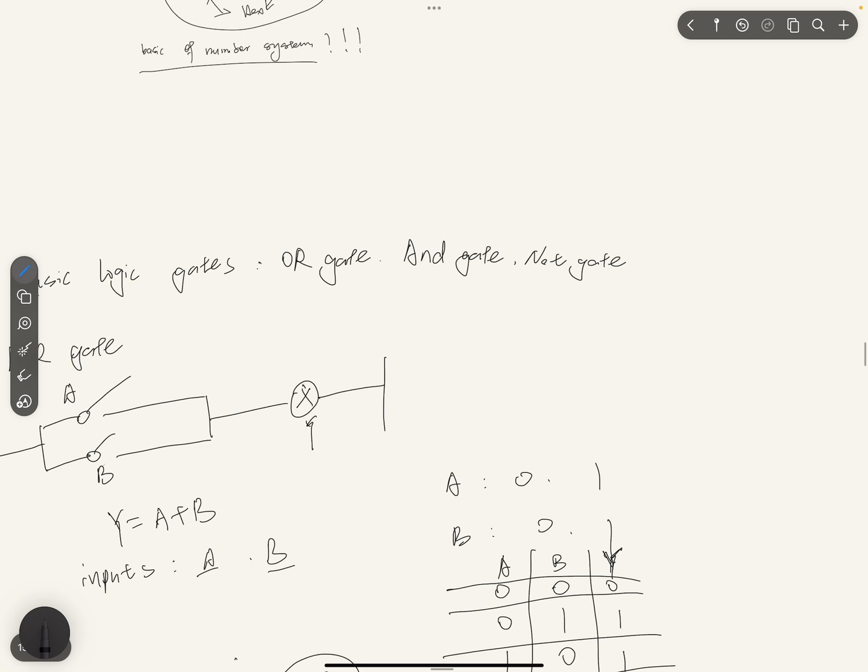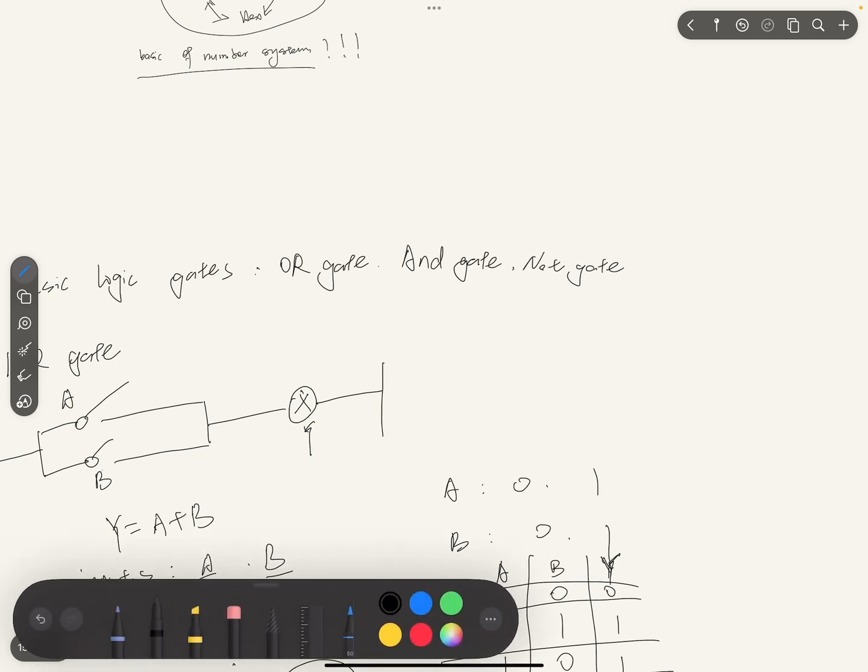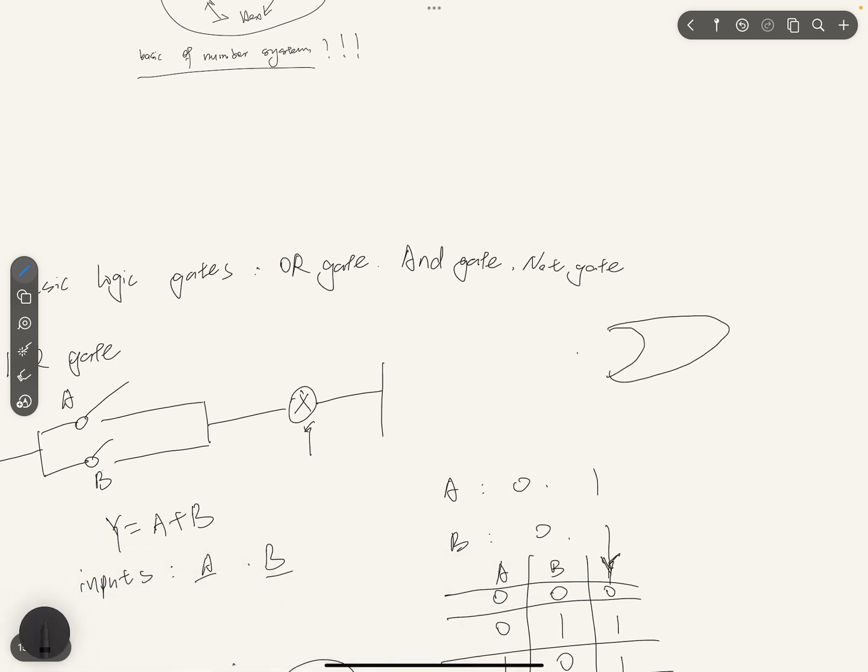For OR gate, it will be 2 inputs, something like this. So that's more curved. Oh, sorry, that's not a line, it's something like this. That's the OR gate. A, B, Y. So something like this. There's a curve here, there's another curve here. A, B.